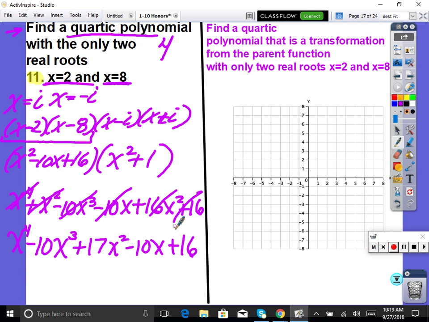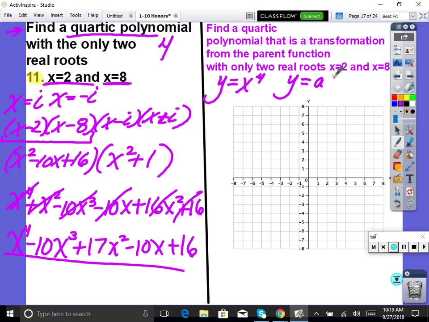Now over here it says find a quartic. It's saying the same thing, but I'm going to be more specific. It says find a quartic polynomial that is a transformation from the parent function. We have written one that is not, right? Multiple x's here. So if we have to do a transformation from the parent function, then we would say, what is the parent function for a quartic? So that would be y is equal to x to the 4th. True? Now a transformation on a quartic would have this form.